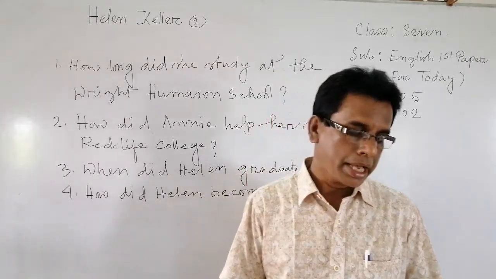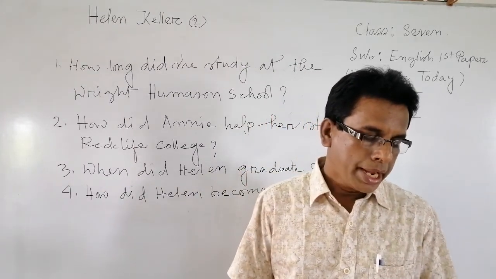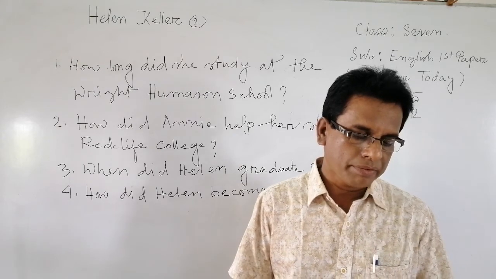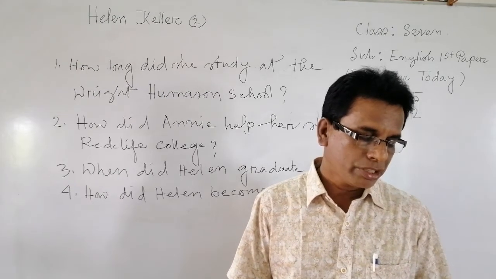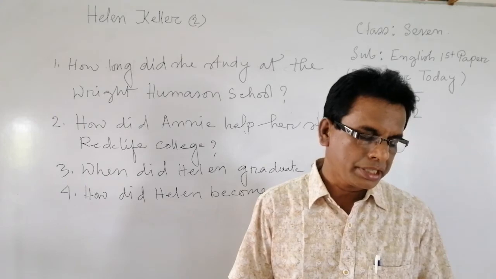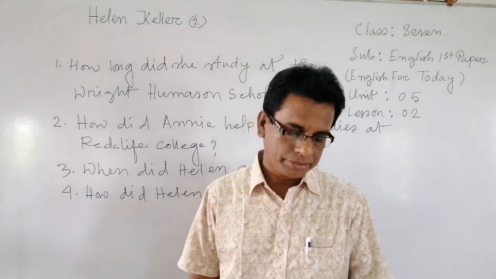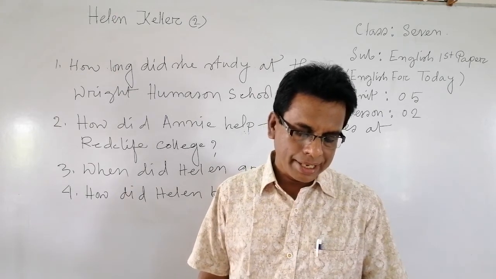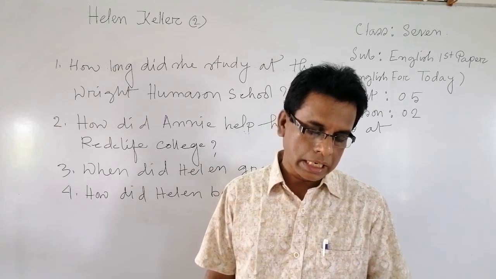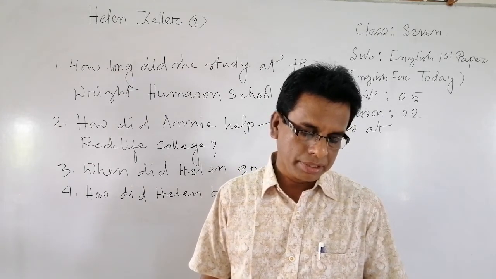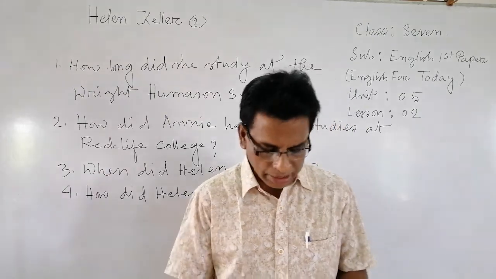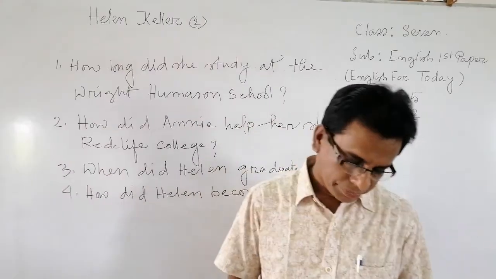Answer is Annie Sullivan. At Radcliffe College, Helen mastered reading skills, speaking skills or listening skills. Here answer is reading skills. Helen died in her early age, in her middle age, or in her old age. In her old age, answer.